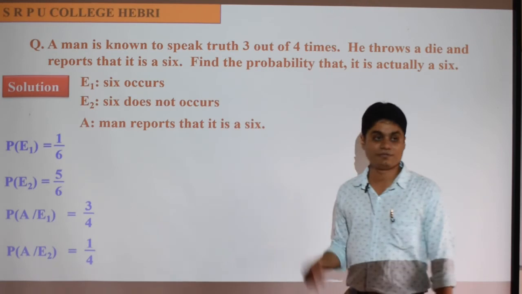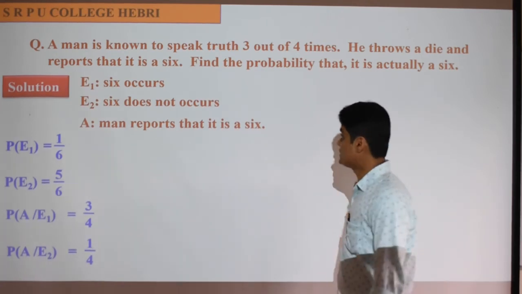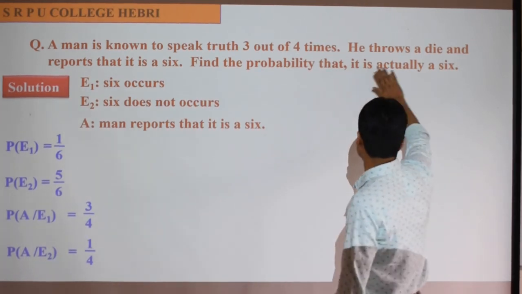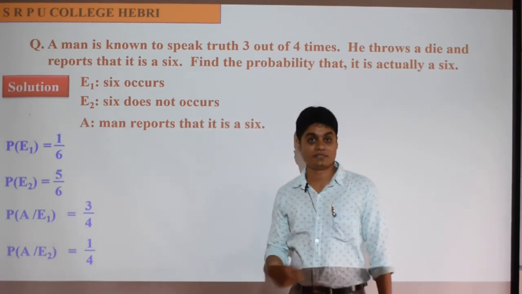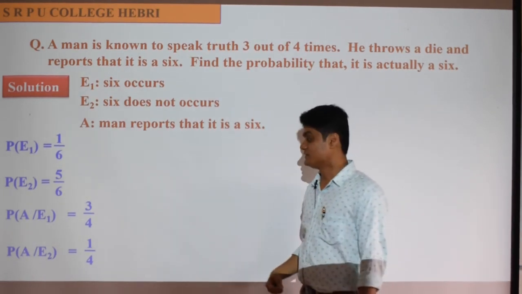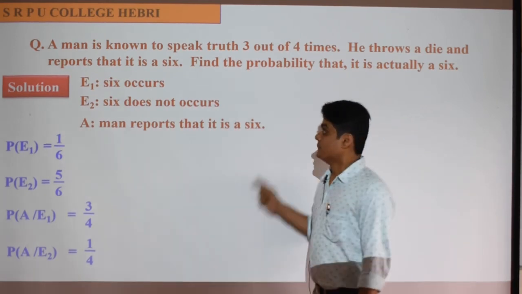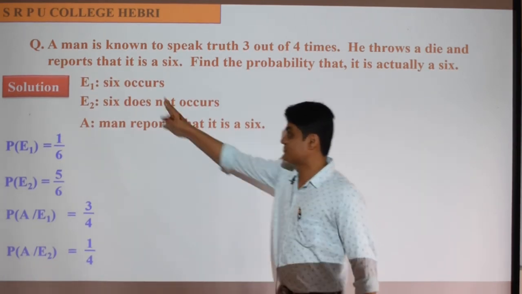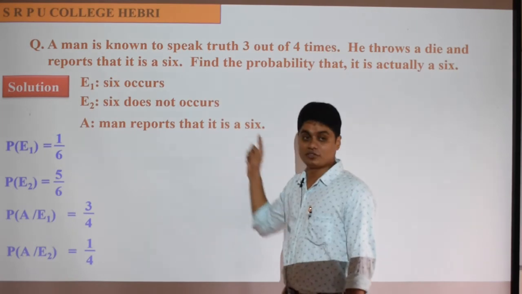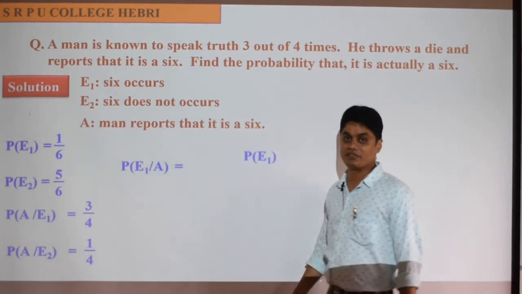Now see, all the 4 numbers are available. Now what is asked? Find the probability that it is actually 6. So now tell me whether E1 bar A or E2 bar A. Probability that it is actually 6, meaning 6 occurs and the man reports that it is 6, so it is E1 bar A. Understood what probability of E1 bar A means?